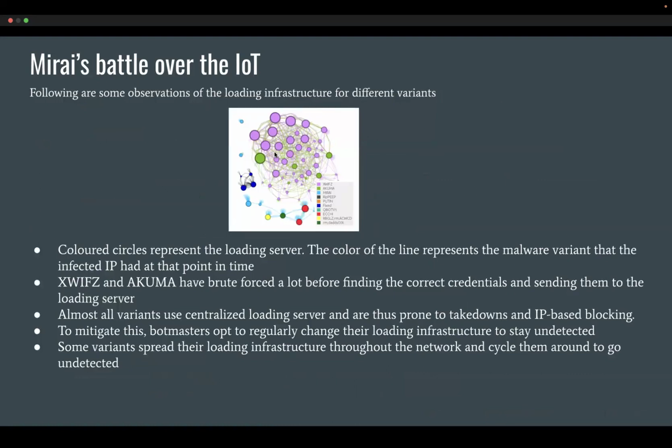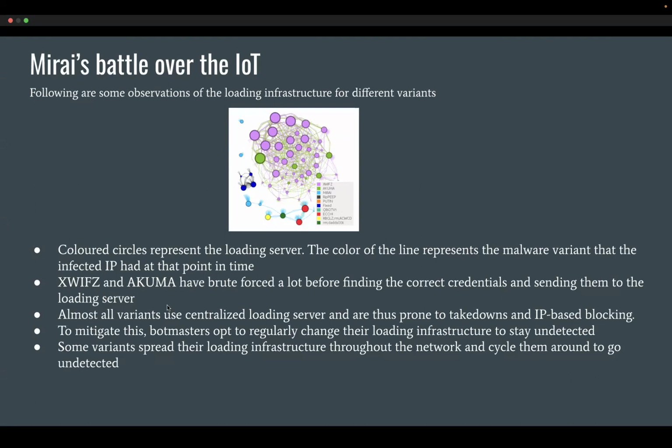Now this graph shows how different variants of Mirai leverage loading infrastructure. We see that these circles represent the loading infrastructure. The ones in purple are this variant and the green one is Akuma. They perform a large number of brute force attacks in order to find credentials. Now, because of this nature, the variants are vulnerable to blacklisting. That is, certain IP addresses are blocked.